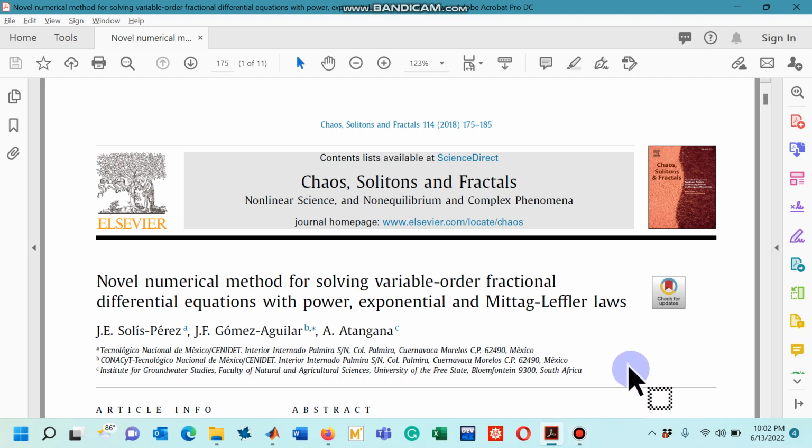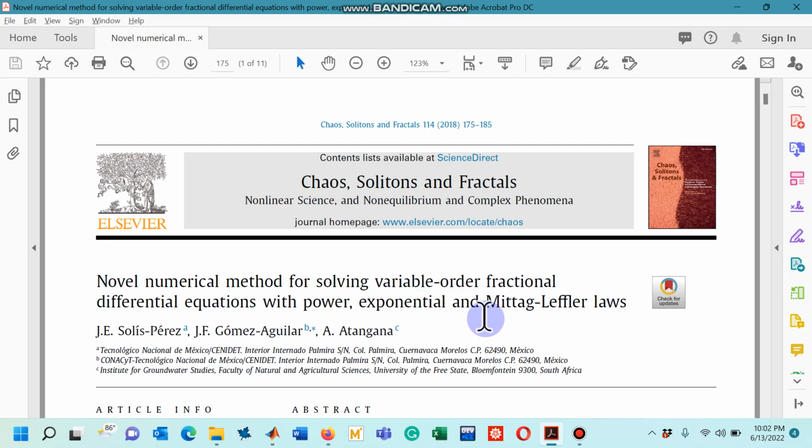Hello viewers, in this lecture we will see how a MATLAB code can be designed for a numerical scheme that has been proposed in this research paper while using the Mittag-Leffler type kernel, also called the Atangana-Baleanu fractional differential operator, while the operator used here is of variable type.